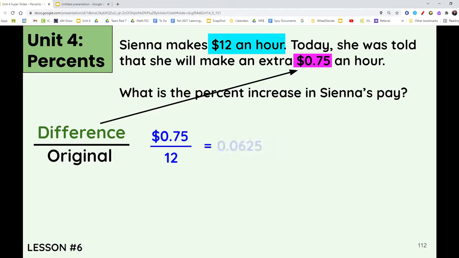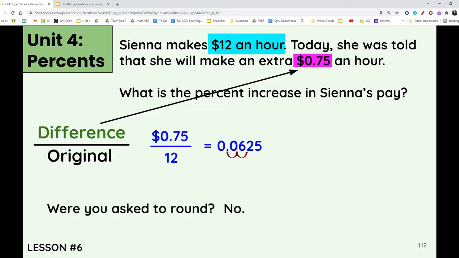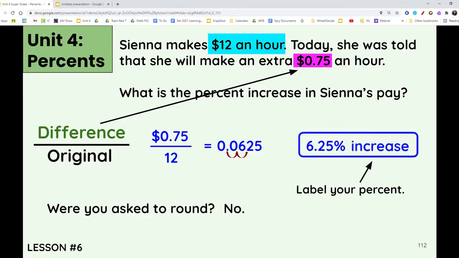All right, you should get 0.0625. Move the decimal over once, move the decimal over twice. Were you asked to round? No. So we're going to say that was a 6.25% increase in her pay or decrease in her pay? Increase in her pay. 6.25% increase.